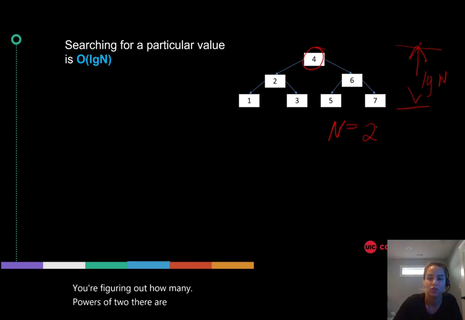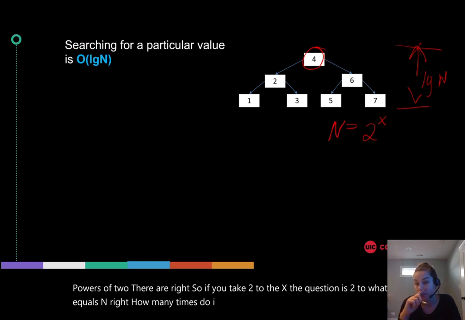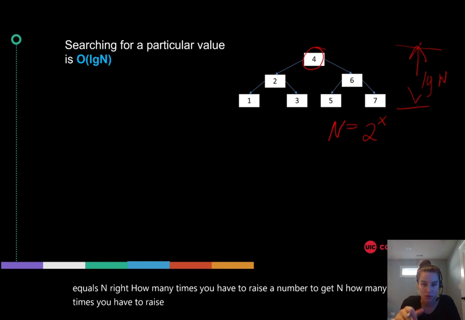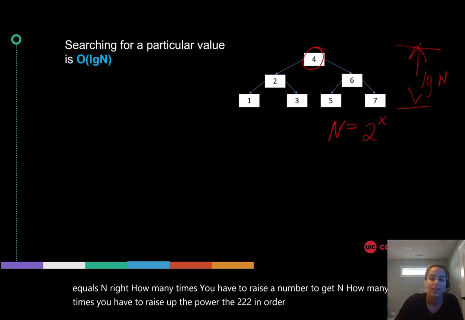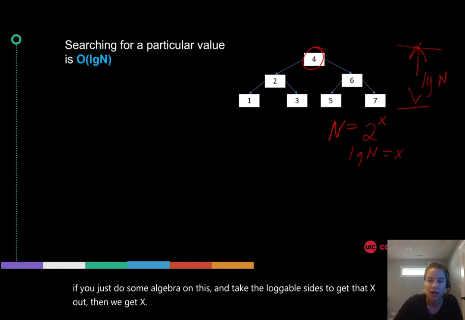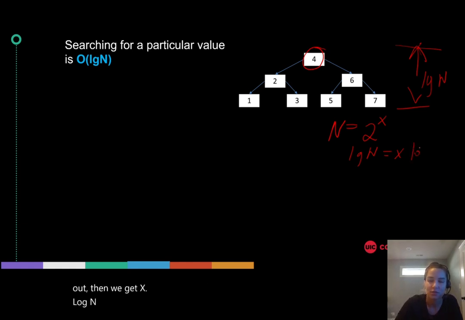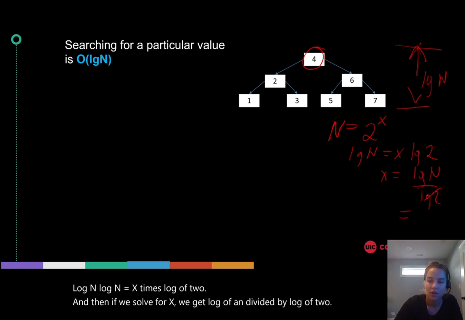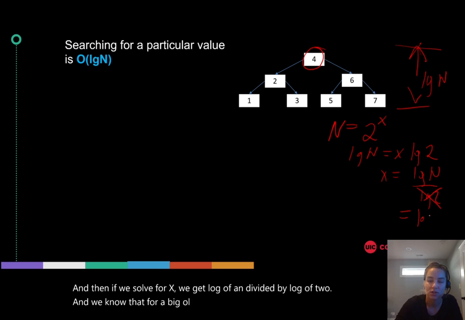So if you take 2 to the x, the question is 2 to what equals n, right? How many times do we have to raise a number to get n? How many times do you have to raise up the power, the 2, in order to get n? And then if you just do some algebra on this and take the log of both sides to get that x out, then we get x log 2 equals log n. And then if we solve for x, we get x equals log of n divided by log of 2. And we know that for a big O we can ignore constants, so log 2 is just a constant.